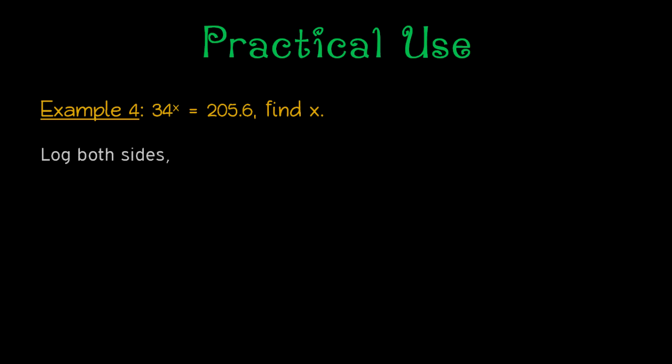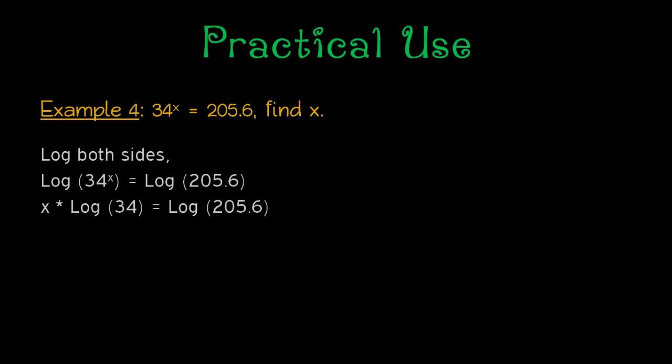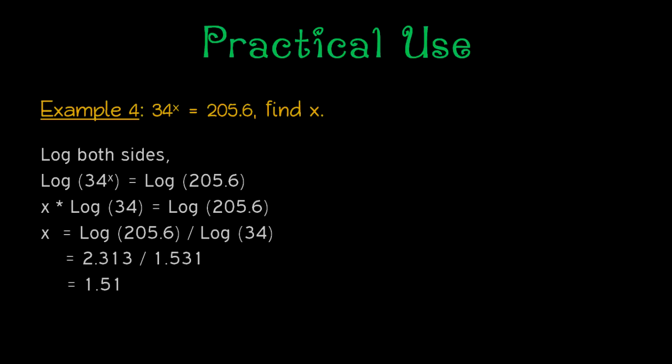Finally, let us come to where we started. We started with solving this equation. Let us do that now. I will recommend that you try to do it before seeing the answer from here. So, log both sides. Use the properties of logs. We will get x multiplied by log of 34 equal to log of 5.6, which will be equivalent to 2.313 by 1.531. Take log of 34 to the other side of the equation. Get the answer as 1.51.